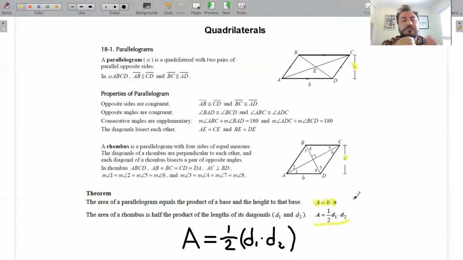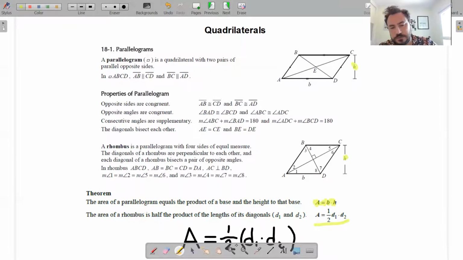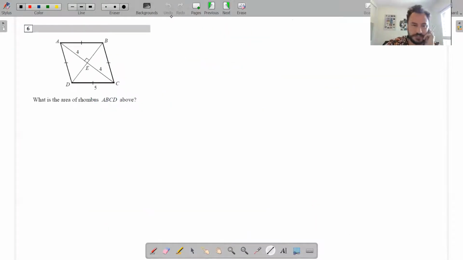For the parallelogram, most probably the height is going to be provided. Worst case scenario, we can draw a line here and find the height like this. But let's focus one second on the rhombus. We have that formula. Let's apply it. What is the area of the rhombus ABCD above?